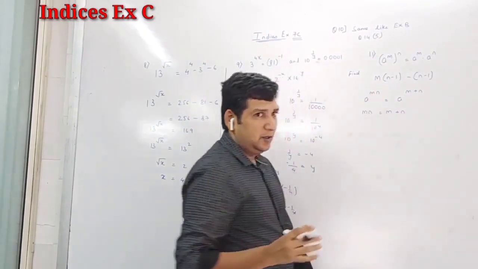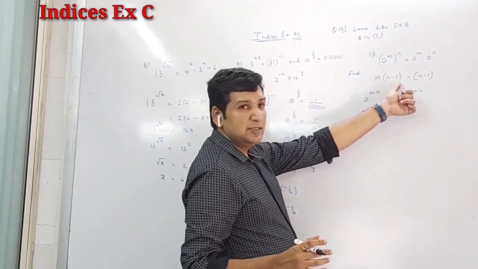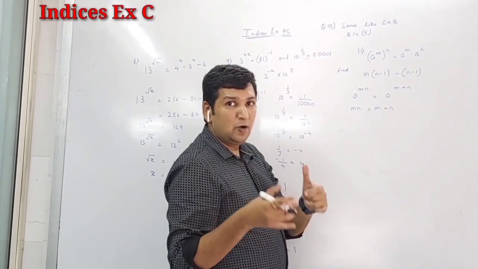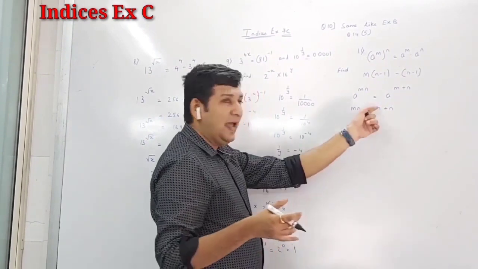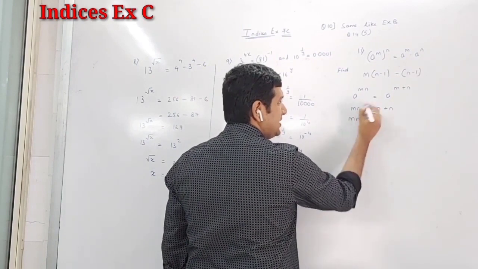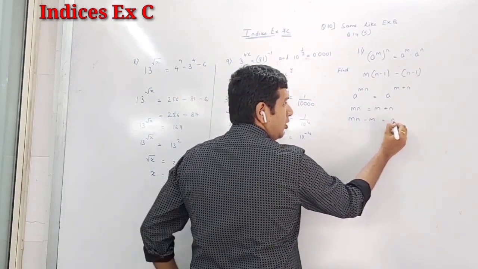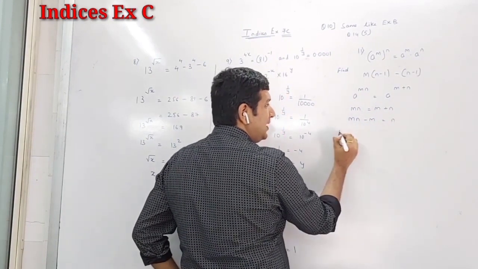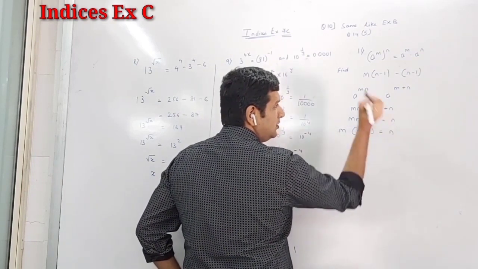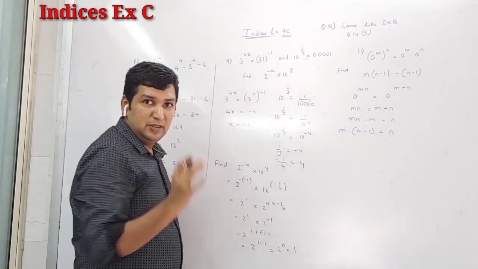Now here, you want m minus 1. That means you want m as common. So how can I get m as common? In case you take all m on one side, that means if you just take mn and this n over here, you get m into n minus 1 equals to n. Now you can get m as common. So m into n minus 1 equals to n. Done, students?